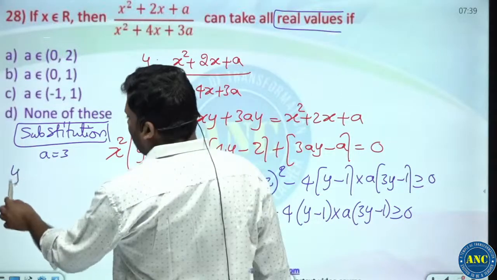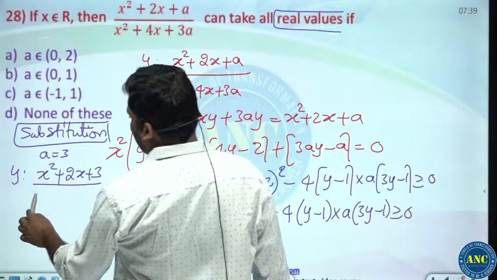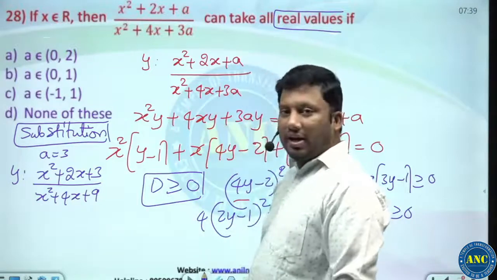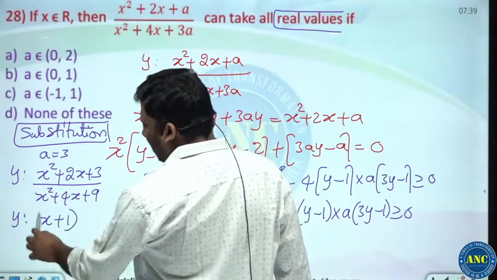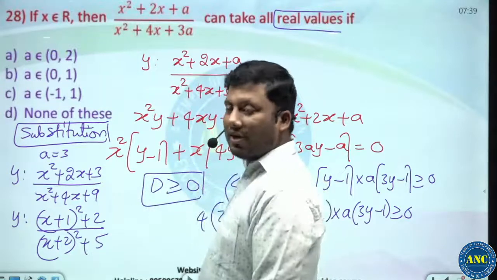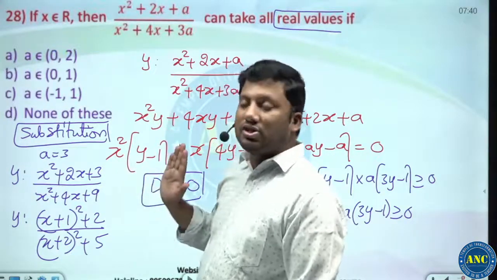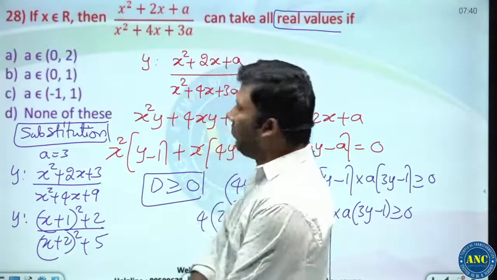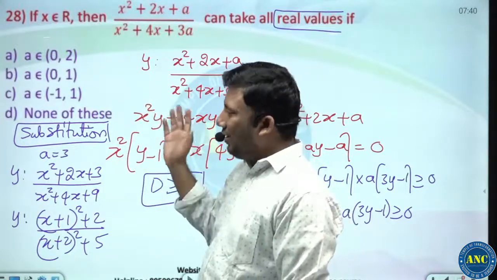If a is equivalent to 3, this expression will become x square plus 2x plus 3 divided by x square plus 4x plus 9. I hope the idea is clear, right? Now, if you see here, this is x plus 1 whole square plus 2. This is x plus 2 whole square plus 5. Square function is always greater than or equivalent to 0. So, this is a positive real number. If I substitute a value 3, I am getting a positive real number. Question is, can take all the real values. a is from 0 to 2. But if I am substituting a value 3, I am getting a square function. So, probably between 0 to 2 only you should get a real value. So that is not possible.